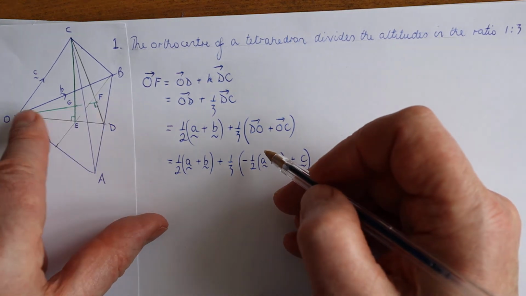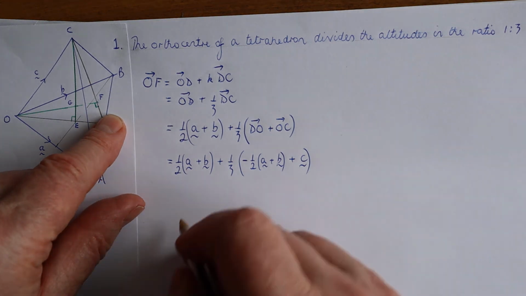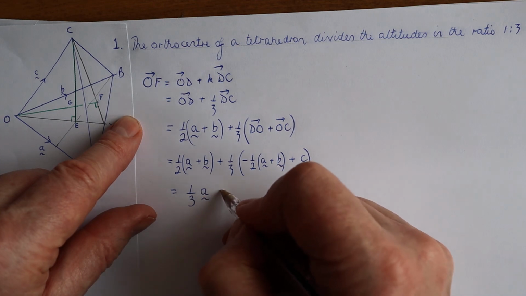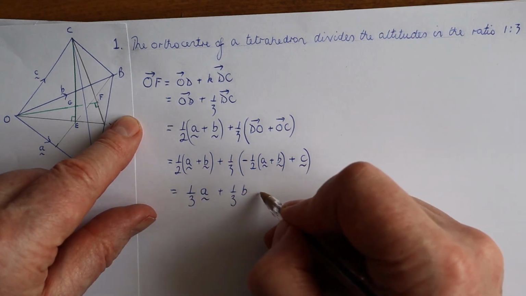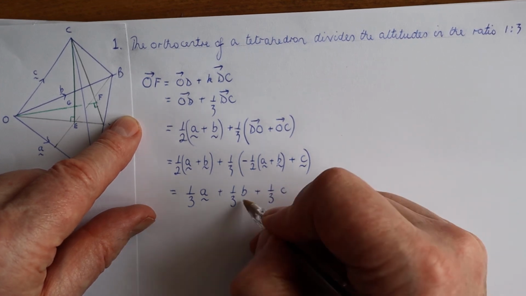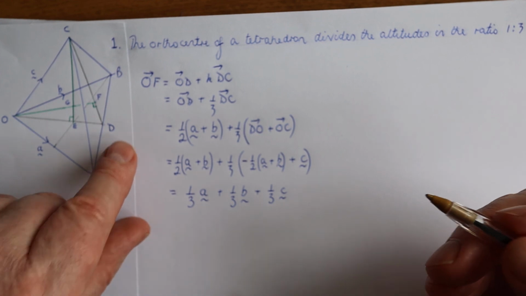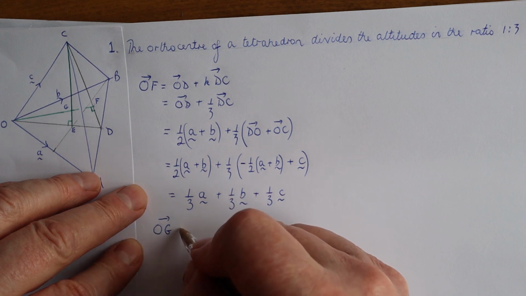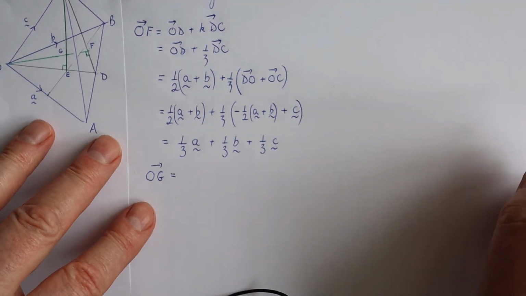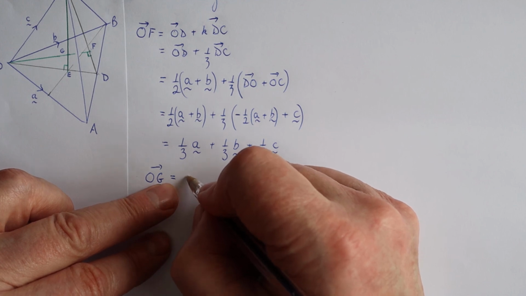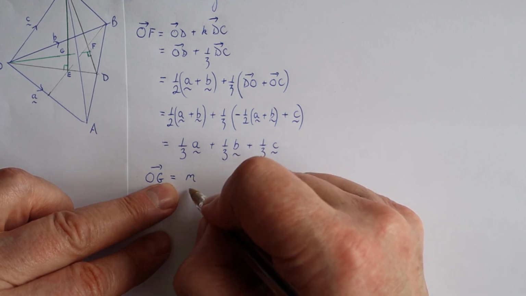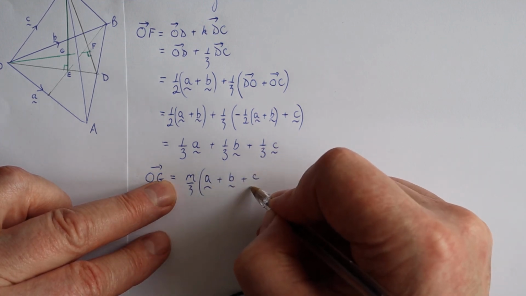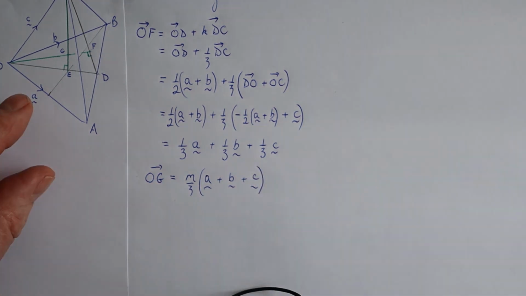And then we have an expression for OF. Now, if we put all of this together, it turns out that we have 1/3 of A plus 1/3 of B plus 1/3 of C. So finally, we can say that OG is going to be some fraction, let's call the fraction M, which we hope to be 3/4, is M over 3 times (A plus B plus C). And that concludes part 1.